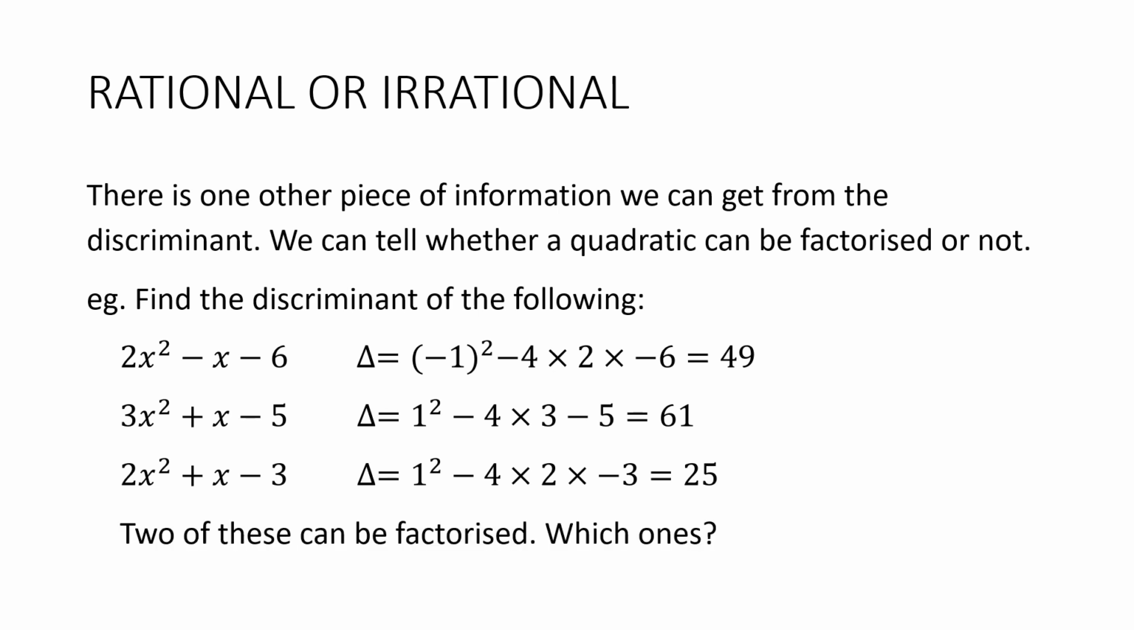Now, 2 of these can be factorized. And the clue is, are they a perfect square or not? Because remember, this goes under the square root sign. So in this case, I can do the square root of 49, which is 7. Here, I can do the square root of 25, which is 5. But here, square root of 61, that's irrational. So this one can't be factorized.